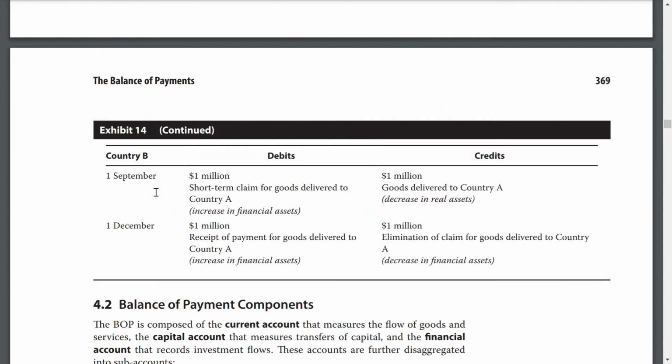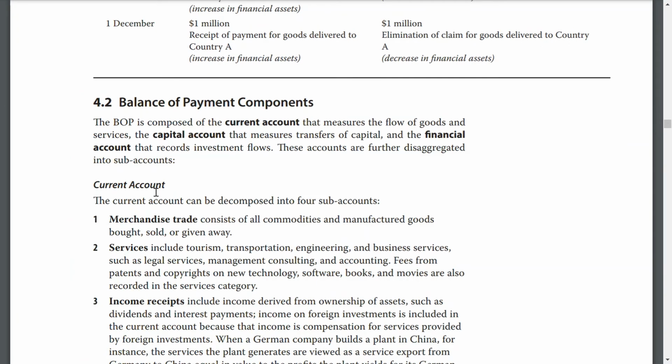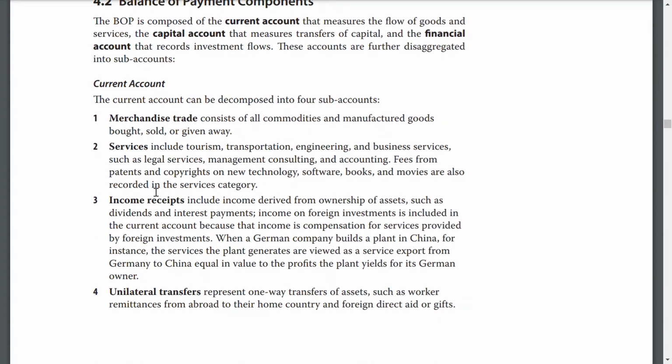BOP is comprised of a current account that measures the flow of goods and services, the capital account that measures the transfer of payments, and the financial account that records the investment flows. These accounts are further divided into subcategories. Current account. The current account can be decomposed into four sub-accounts: the merchandise trade, the services, the income receipts, and the unilateral transfers.